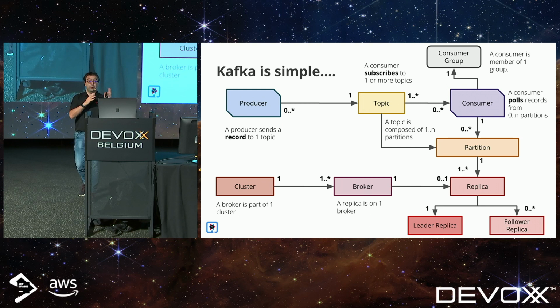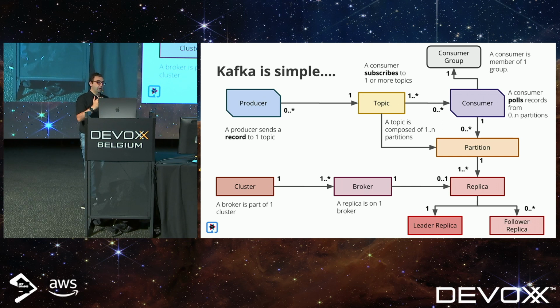This topic is basically a queue in which we will store the records. This queue is actually divided into what we call partitions. Oh, things start to be a little bit different from what we are used to with JMS or AMQP or RabbitMQ. On the other side, I have a consumer which is going to subscribe to several topics and poll records from the partitions. Consumers are organized in consumer groups. Okay, fine. A little bit different, but we can still manage it.